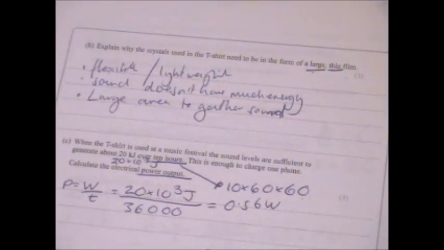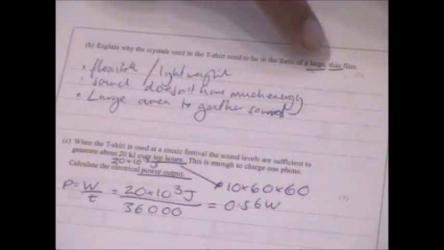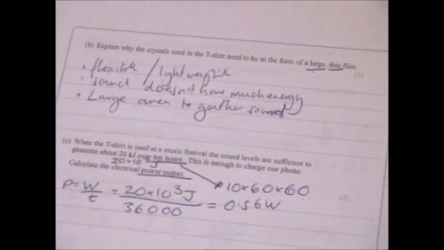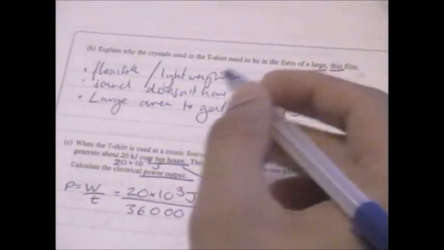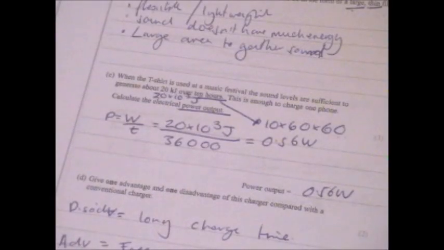If it's thin, it's going to be flexible and lightweight, and it doesn't need much energy to move it, therefore sound is going to be able to move it. And if it has a large area, then that's there to gather a lot of sound. So split that up into the two parts that make it up, and answer each of the two parts. Look carefully for that on future questions. It has two parts in there, just like the one before it.